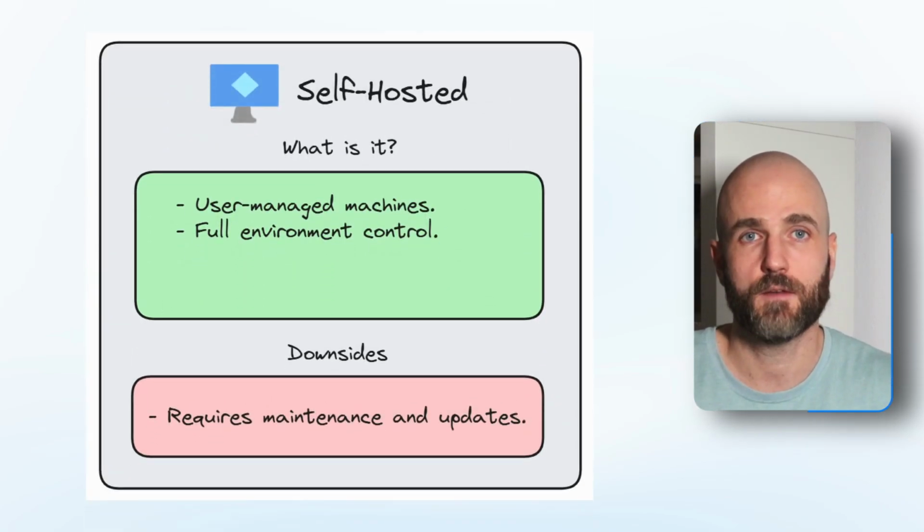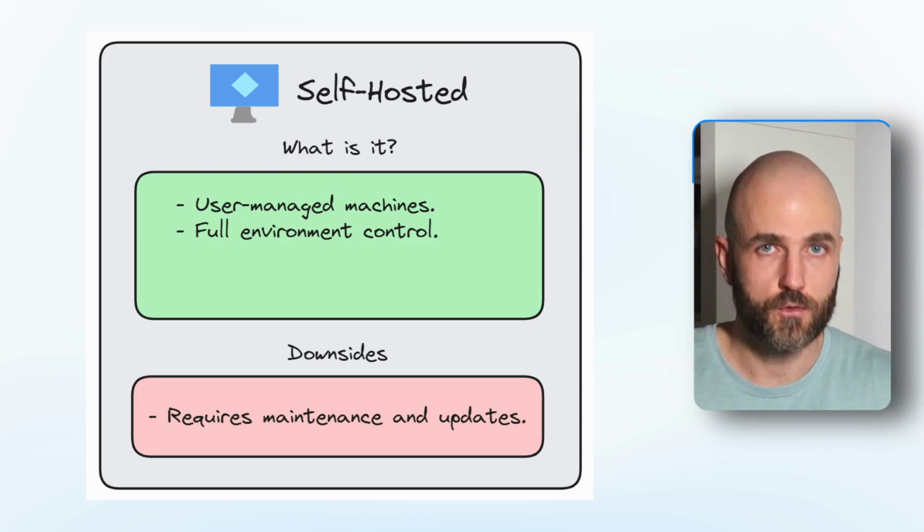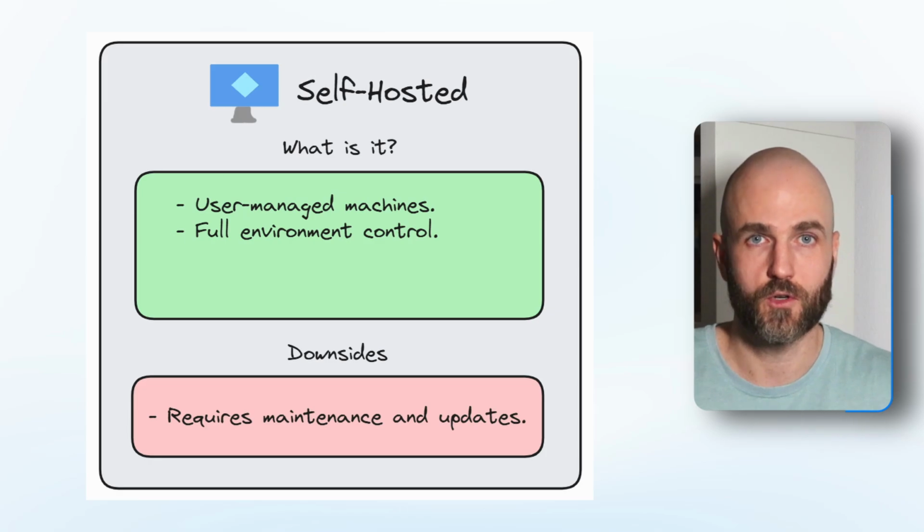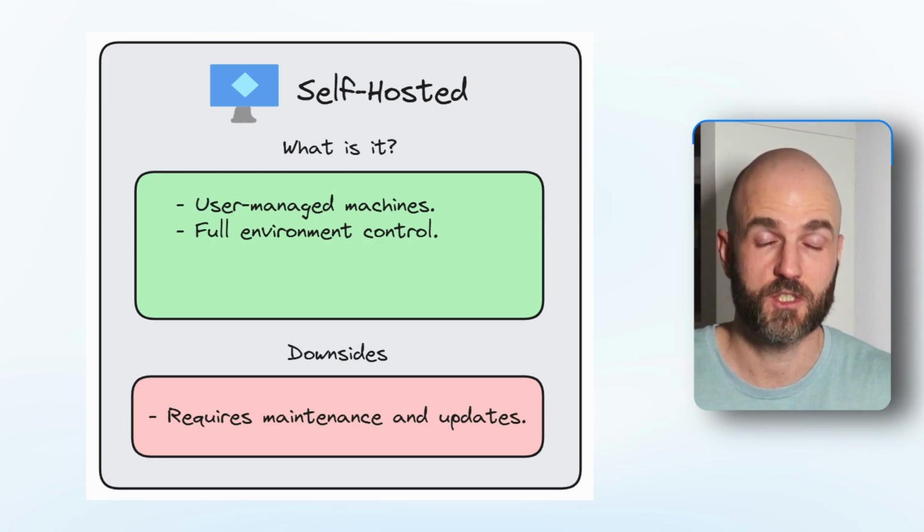Next, there are self-hosted agents. These are managed by you, whether in the cloud or on-premises. While you have more control, you also face maintenance challenges, especially with upgrades.